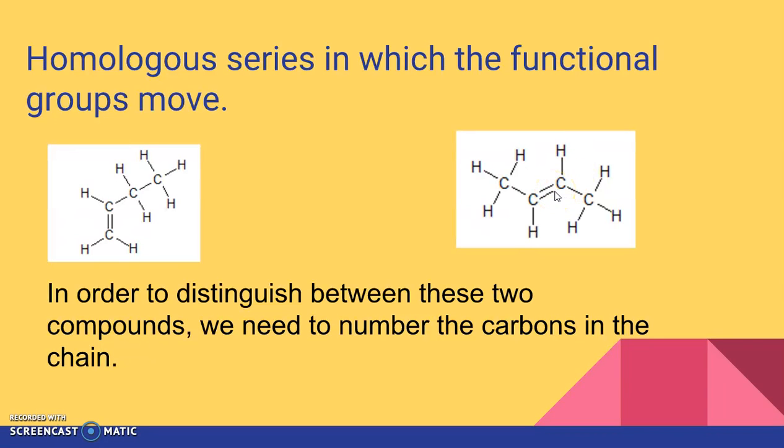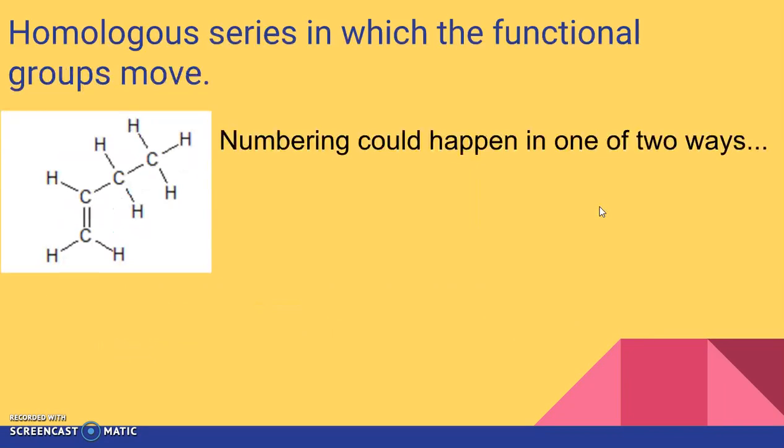When we name organic compounds, we need to be able to specify exactly where the functional group is. In order to distinguish between these two compounds, we are going to number the carbons in the chain. Now, what do I mean by that? There are 2 different ways in which this carbon chain can be numbered. I start from one side, simply saying over here, this is carbon 1, 2, 3, and 4. But there's no specification to which side I start, so I could have just as well started from the other side and said, well, this is carbon 1, 2, 3, and 4.